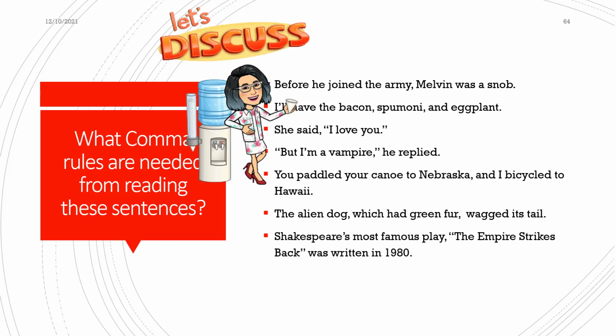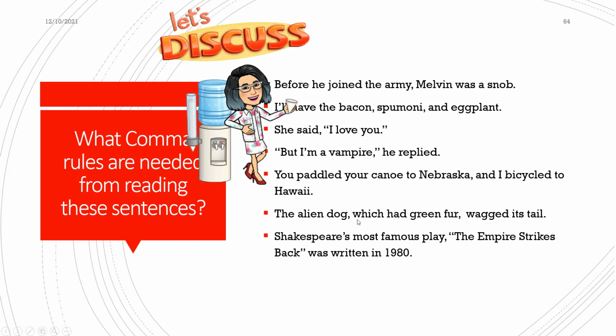and before you have the quotation marks. But I'm a vampire, comma, he replied. So anytime it's before replied and before said. You paddled your canoe to Nebraska. And here you need a comma when the coordinating conjunction is between two complete sentences.